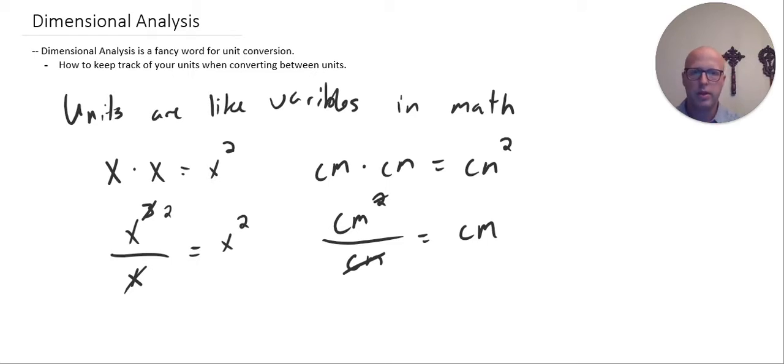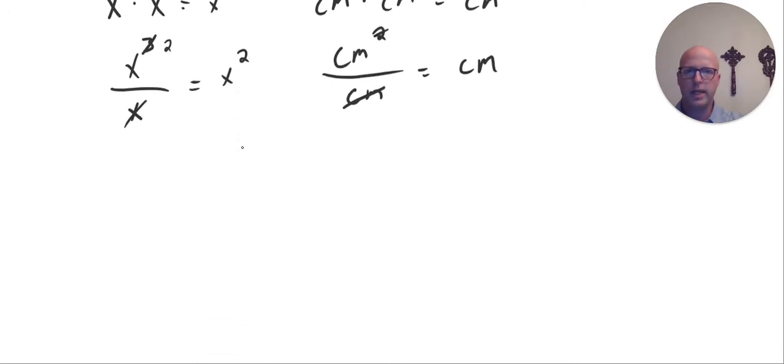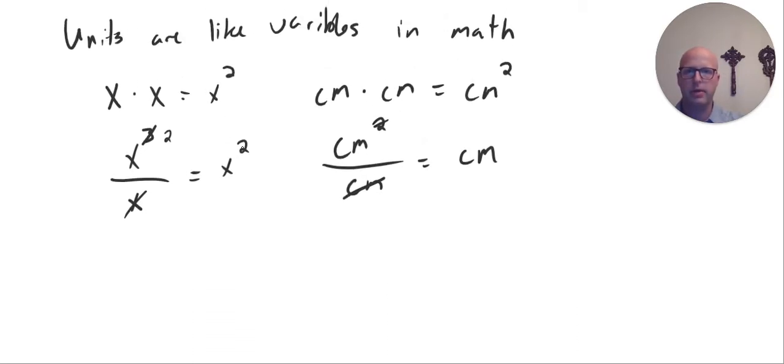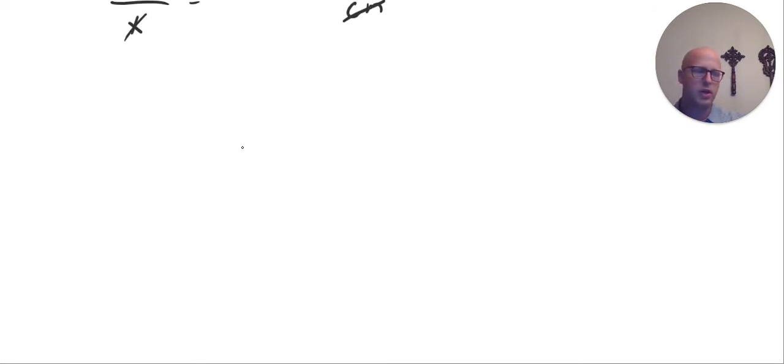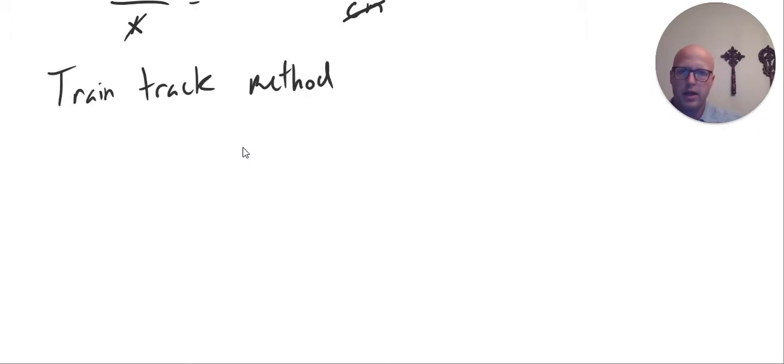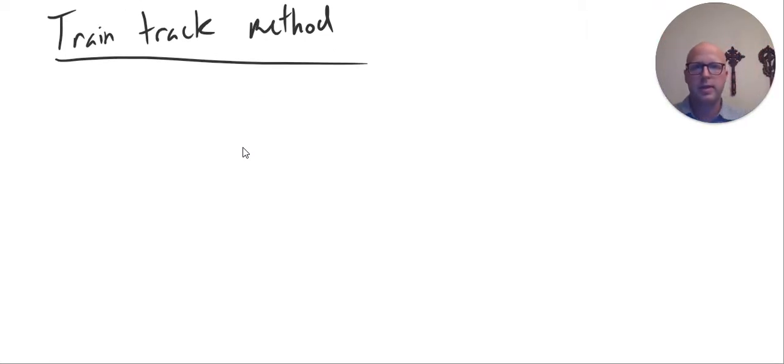So what we're going to do today as we do dimensional analysis is we're going to learn a way to keep track of our units, okay? But we're going to remember, hey, our units are going to act just like variables do in math. So the method we're going to use, or I'm going to want you to use, is called the railroad method, or the train track method, some people call it. So let's just call it the train track method. And the reason it's called the train track method is when you set it up, it kind of looks like a train track.